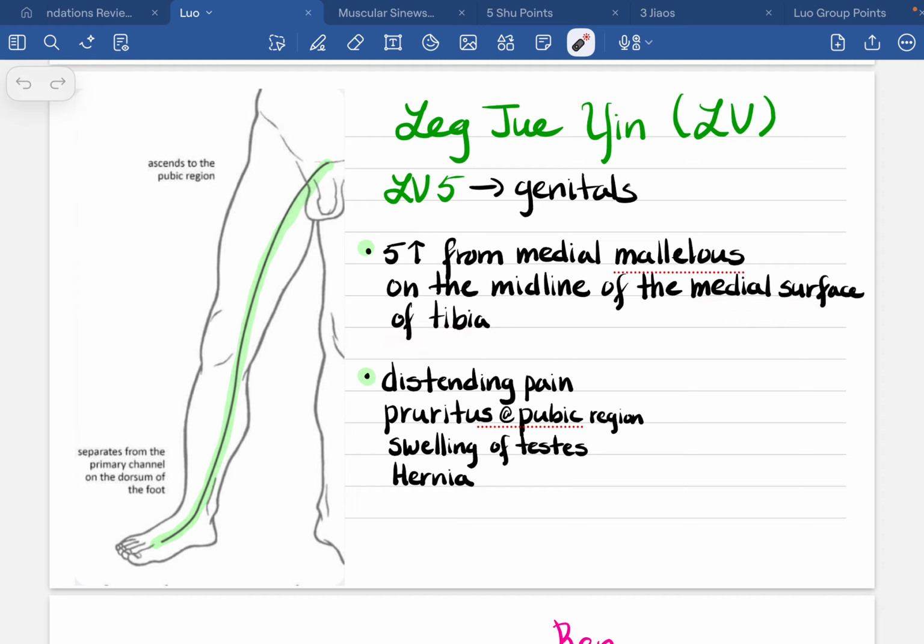So fibula is always the bone that addresses with the gallbladder. Tibia is always with the liver, okay? But it's in the midline of the medial surface, but it's 5 soon up from the medial malleolus, okay? And of course, because it goes to the genitals, it addresses descending pain, pruritus at the pubic region, swelling of the testes, and hernia, okay?